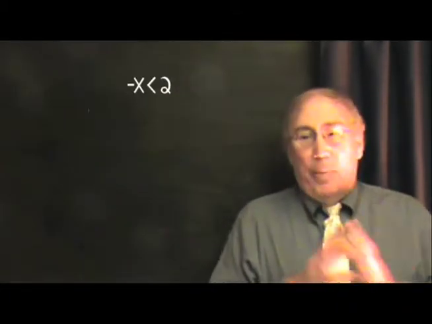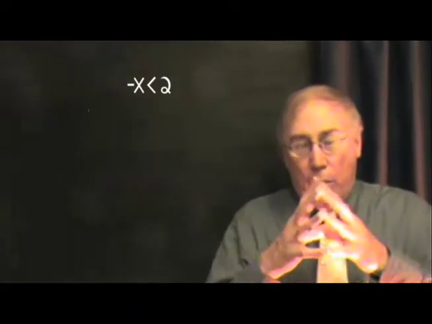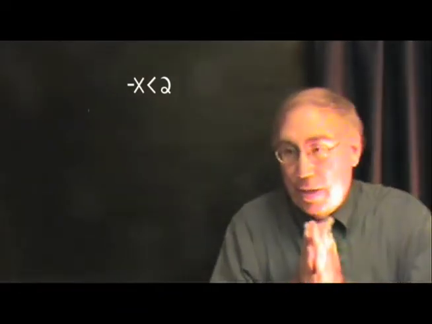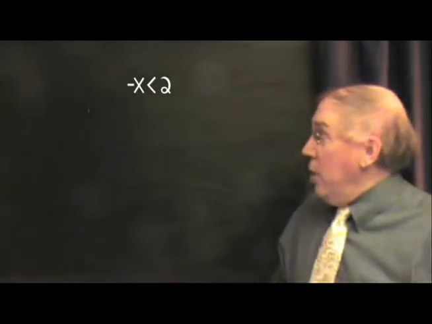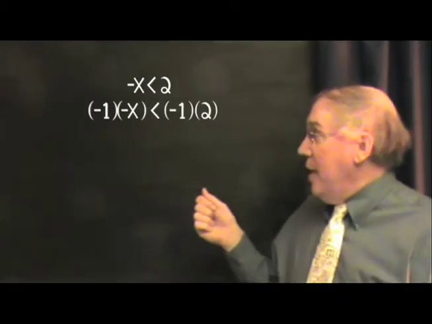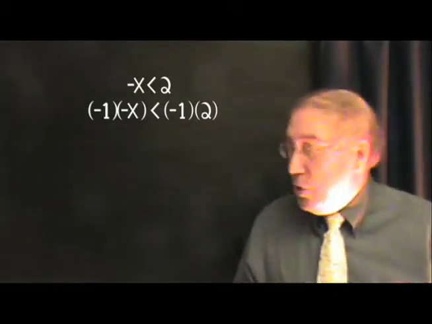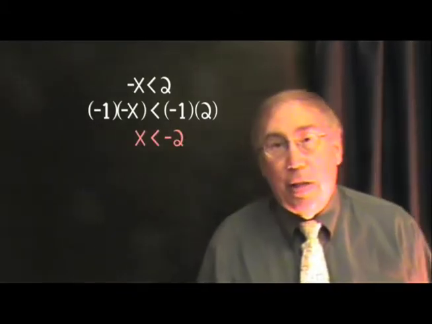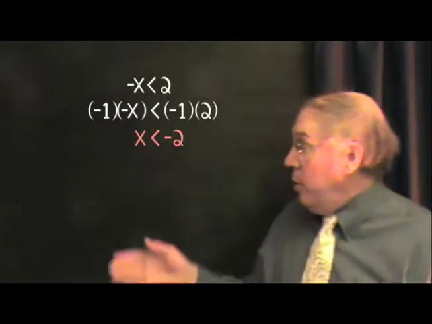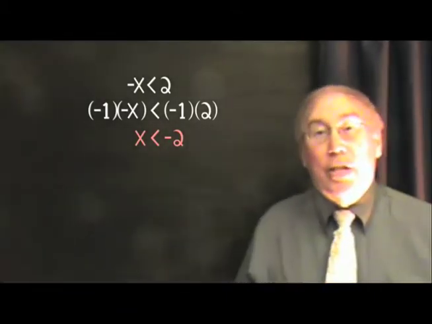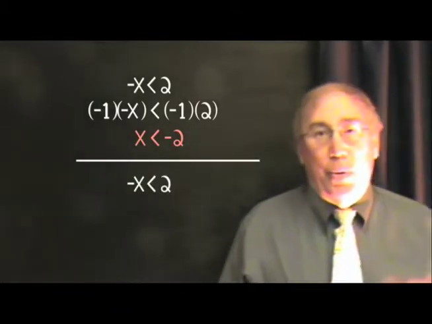Now, I would like to bring up the problem with working with our inequalities here. There's something to be aware of. Look at this. Negative x is less than 2. Let's multiply through by a negative 1 so that we'll just get a positive x on the left-hand side. And we'll come up with our solution set here. x is less than negative 2.